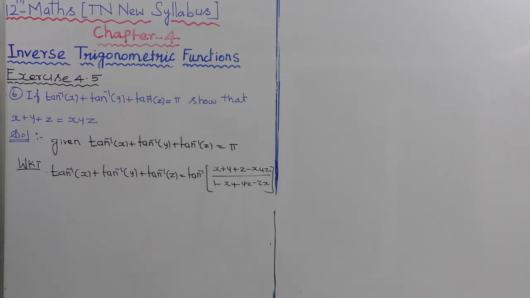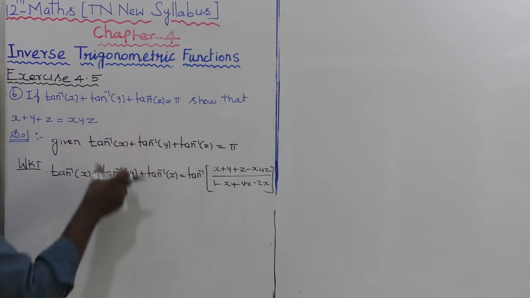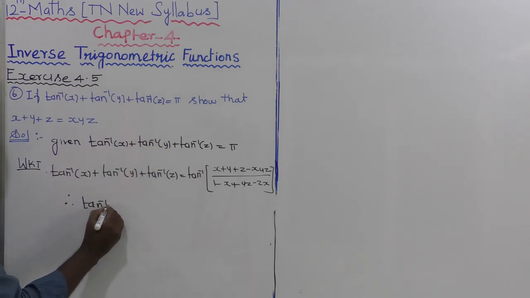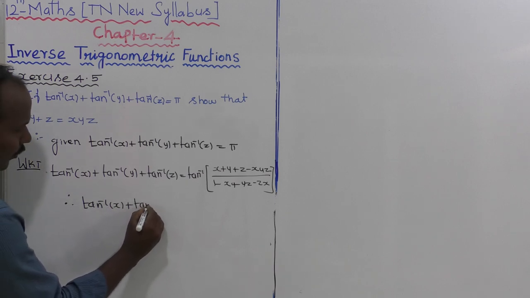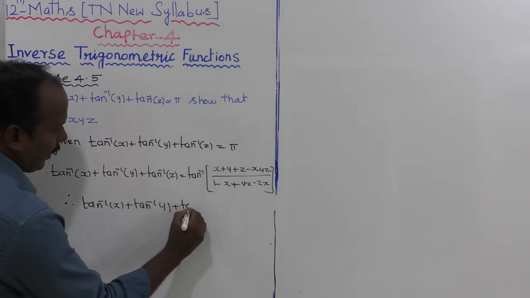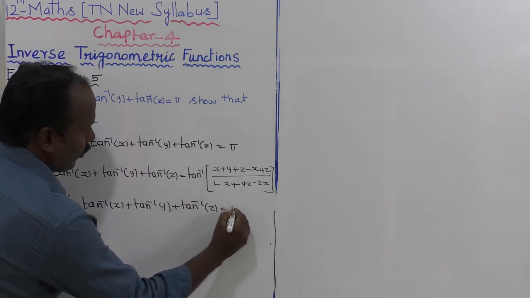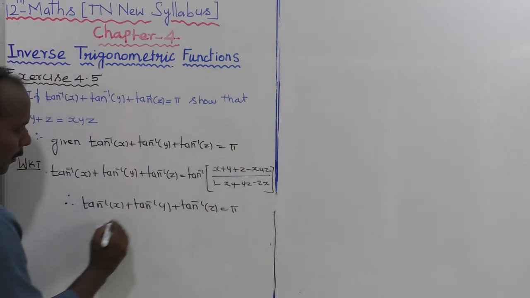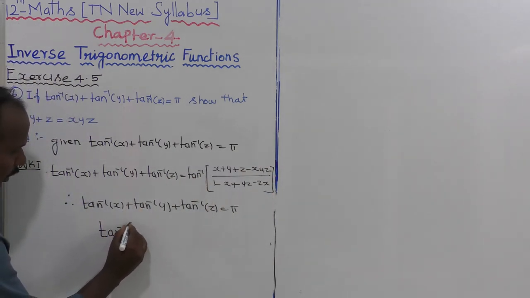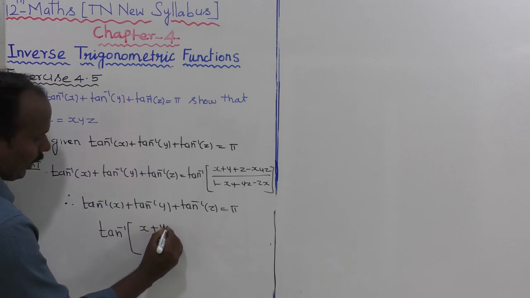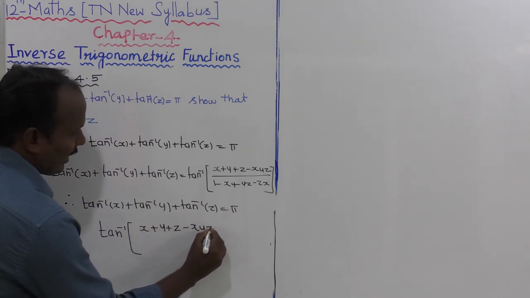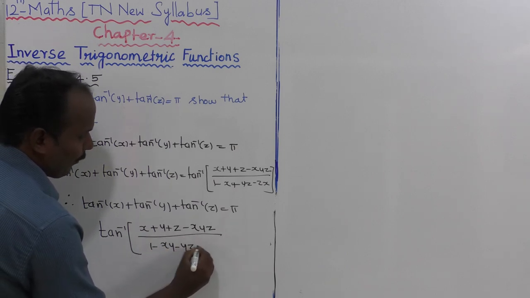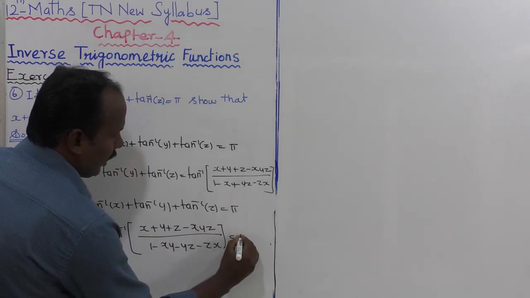The result of this one is tan inverse of x plus tan inverse of y plus tan inverse of z. So now replace this term. Therefore, tan inverse of x plus tan inverse of y plus tan inverse of z is equal to pi. So the entire term is replaced by this formula. So tan inverse of (x plus y plus z minus xyz), the whole divided by (1 minus xy minus yz minus zx), is equal to pi.